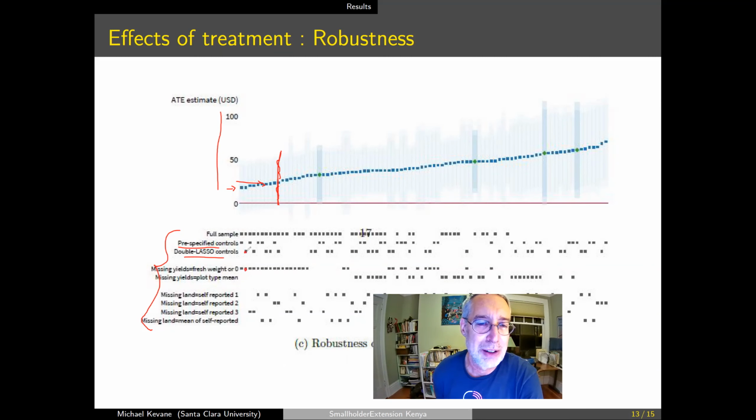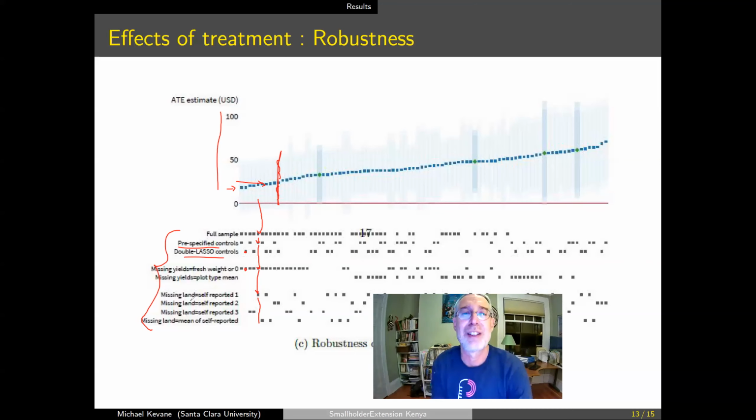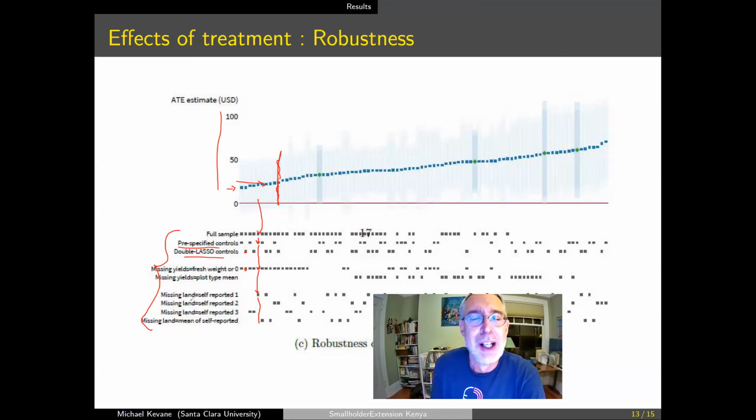And then the squares here indicate whether that choice was made for this specification. So this specification had the full sample, had pre-specified controls, had missing yield equals fresh weight, had missing land equals self-reported 1, and nothing else. So those are the 3 things that this regression does. And you can see there are 9 possible choices that could be made about specification here. There are, of course, many others, polynomials, log specifications, right? So we could have hundreds and hundreds of specifications. They're reporting a wide range of specifications here. I didn't count, but it looks like there are about 50 different specifications.